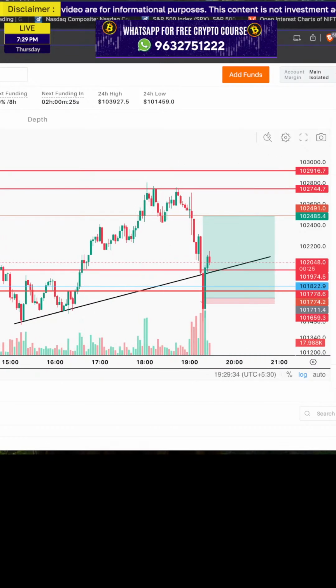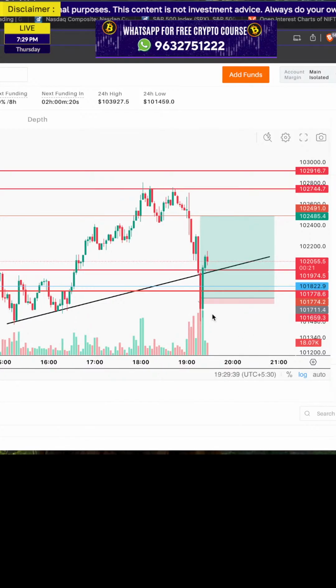Now traders, what is your preferred time frame that you trade in? Is it 5 minutes, 3 minutes or 1 minute? What is your preferred time frame?